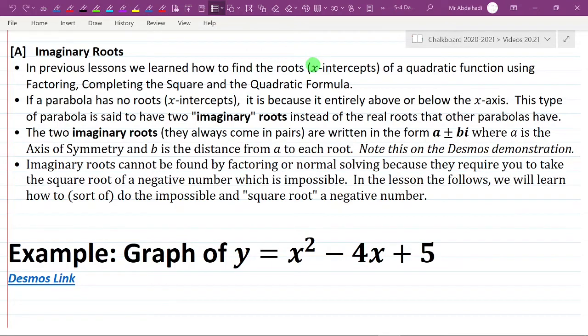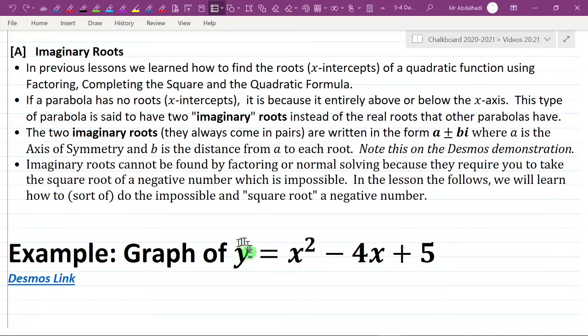Okay, this next section is about imaginary numbers, or specifically imaginary roots. We spent the last few lessons learning how to solve quadratic equations using either factoring, completing the square, or the quadratic formula. And one of the main reasons why we solve quadratic equations is to find the x-intercepts of a parabola. They're really important, and we need to be able to find them. So how do we find the x-intercepts of a parabola?